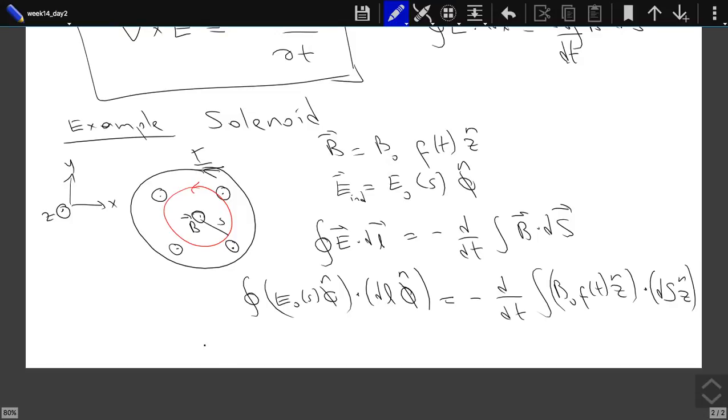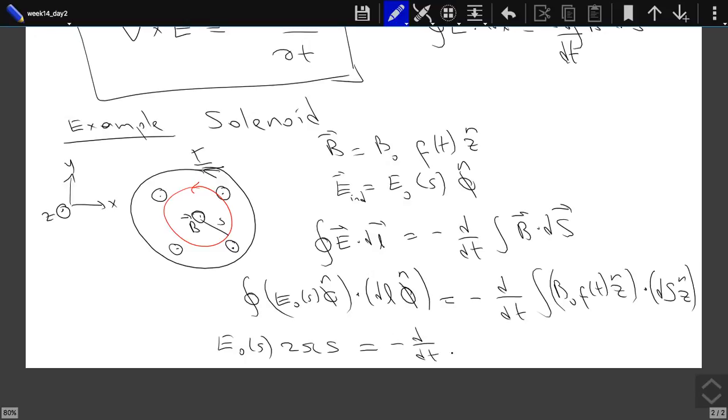Well, on the left-hand side, E0 of s around this loop is constant. s is the distance from the central axis of the solenoid. And I'm considering a circle with center at the central axis. So s doesn't change around my loop. This I can just take out of the integral. What remains? Well, phi hat dot phi hat is just 1. What remains is the integral of dl, which just gives me the circumference, 2 pi s. This is the left-hand side.